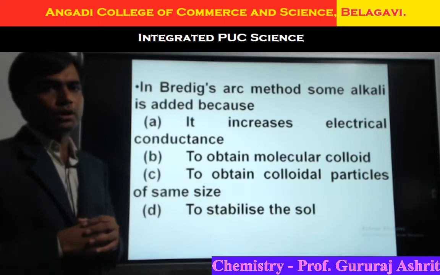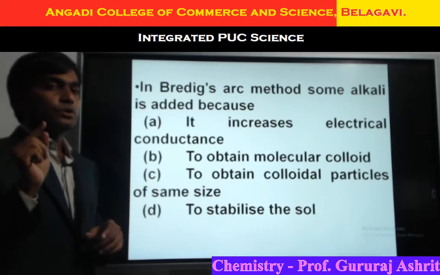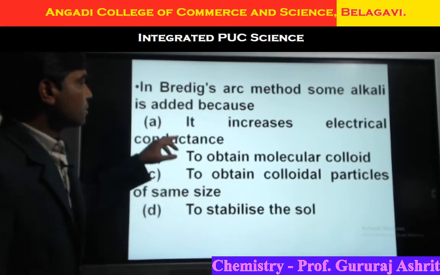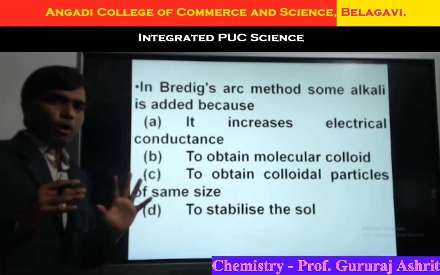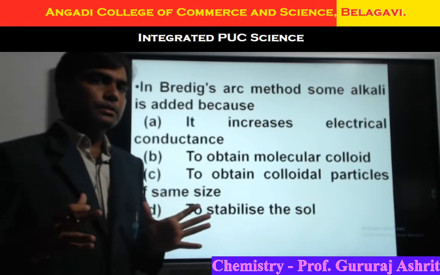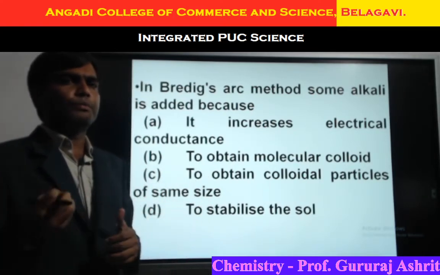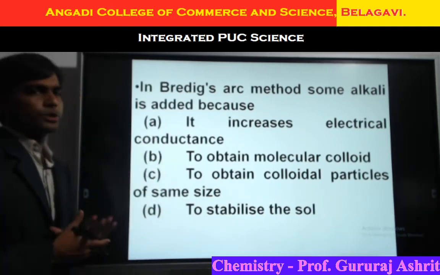Insert that in the water. To that you are adding some alkali substance. So what is the use of that alkali substance? He is asking here. Okay. So the first one, it increases electrical conductance. Already it is a metal. Already the solvent is water. There is no question of providing extra things to increase the electrical conductance. Hence, this option is wrong.